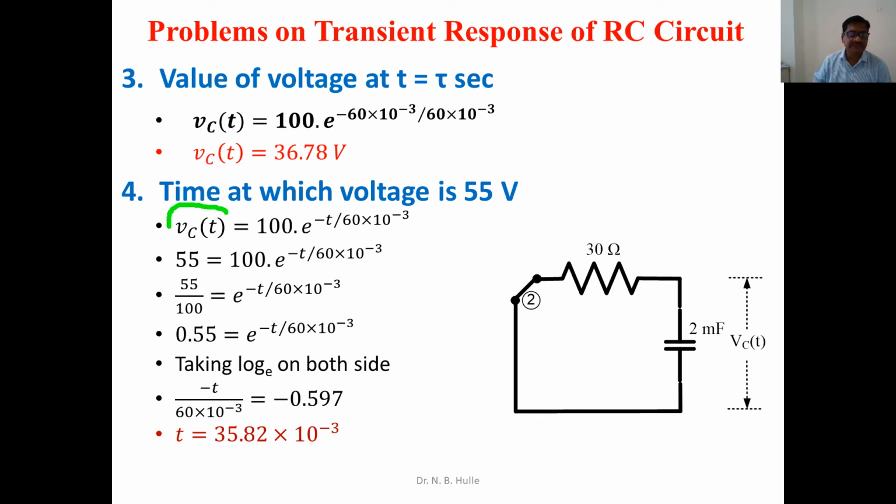If we substitute the voltage across the capacitor as 55 and find t, we will get the time at which the voltage across the capacitor is 55. We substitute and simplify, taking the log on both sides: log of 55 equals e raised to the power minus t by tau, where tau is 60 × 10^-3. Simplifying, we get t = 35.82 × 10^-3 seconds, which is the time at which the voltage across the capacitor is 55 volts.